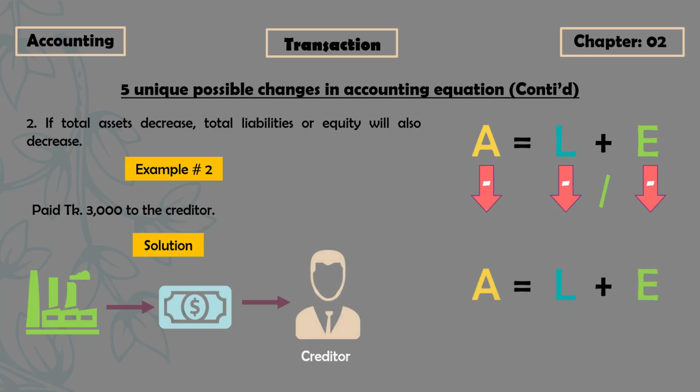That means cash out is outflowing from the business, and the creditor is getting paid. So it will decrease the asset because of cash disbursement or cash outflows, and it will also decrease the liabilities because of making payment of the creditors.